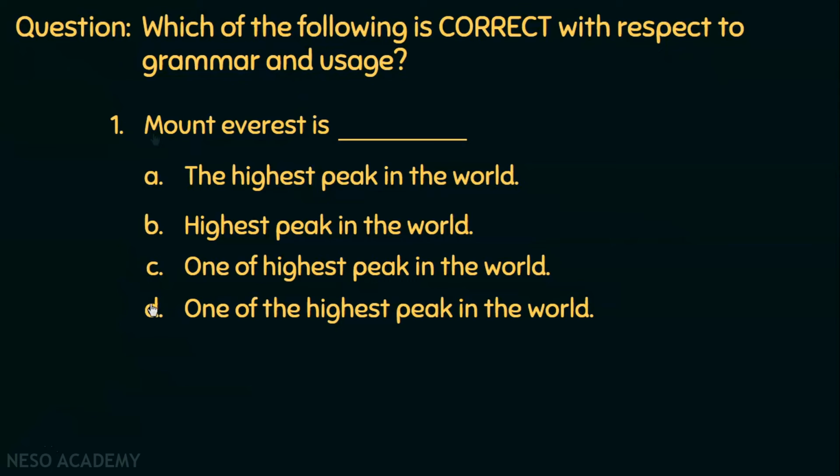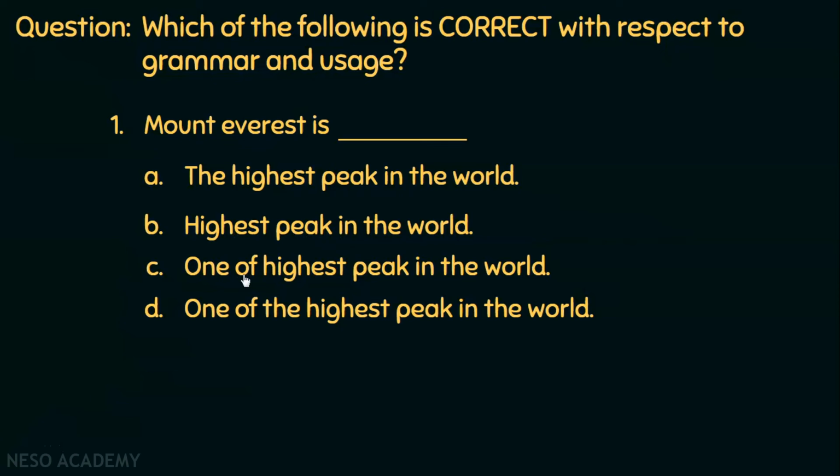So I hope you're done now. Mount Everest is dash. Let's look at the options. The highest peak in the world, highest peak in the world, one of highest peak in the world, one of the highest peak in the world. Okay, so first of all, let's look at the first option which says the highest peak. So over here we have the superlative word which is preceded by the, and this entire phrase is absolutely correct. Okay. The next option, highest peak in the world. This does not have the definite article, so this goes incorrect.